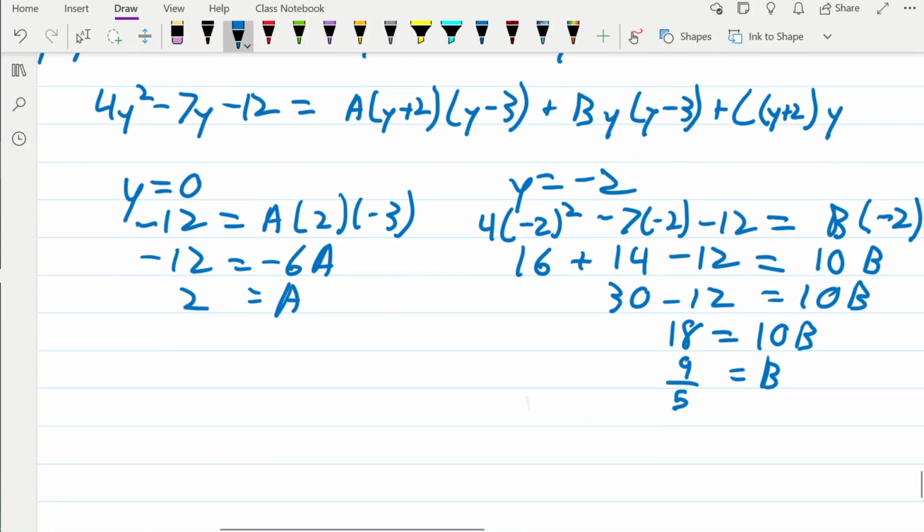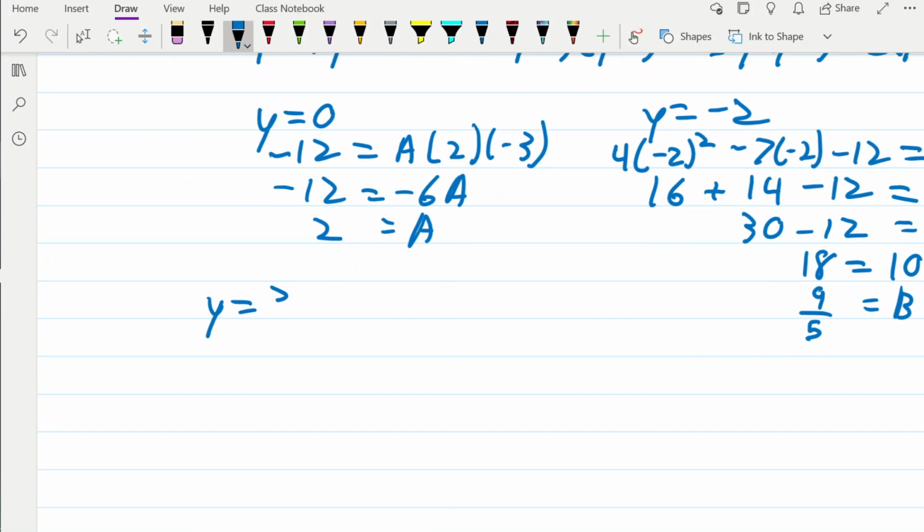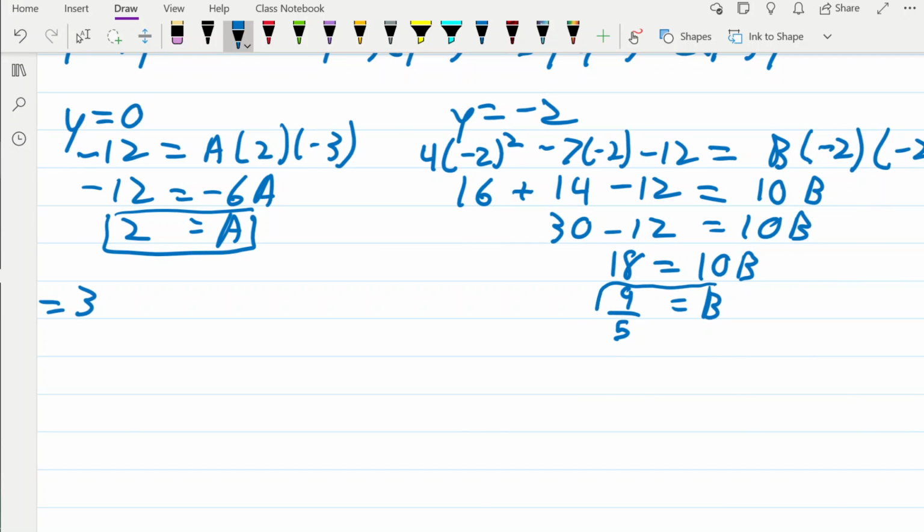Okay, now let's see. We can also set y equal to 3. And I am just going to make them noticeable so I can go back to them later.